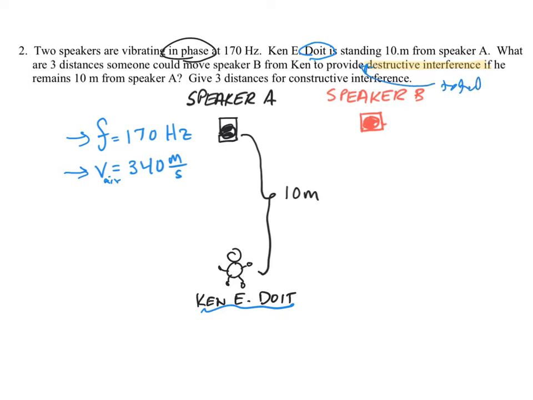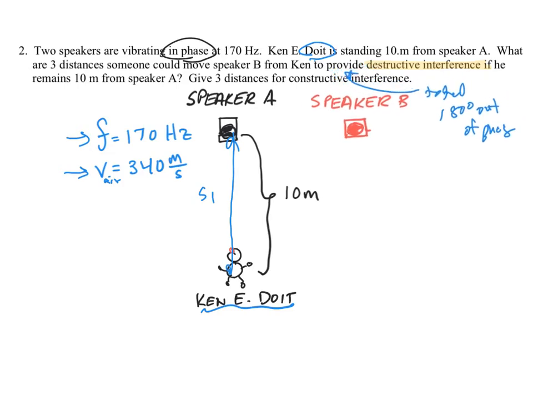So they want it to be exactly 180 degrees out of phase when a wave from a crest from speaker A gets to Ken down here, that another wave from speaker B is 180 degrees out of phase when it reaches Ken. So the way that's going to happen is you're going to have a distance. We'll call this distance here S1, the 10 meter distance, and then we'll pick a random distance here for speaker B.